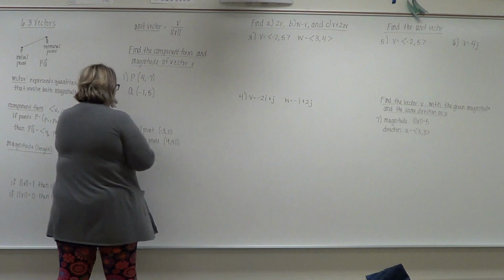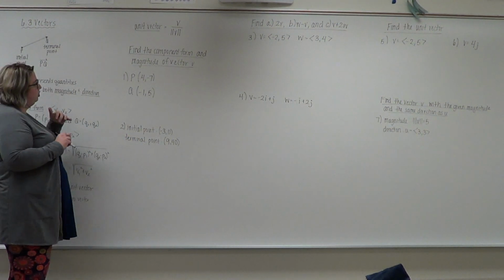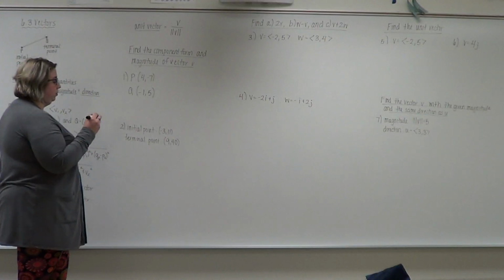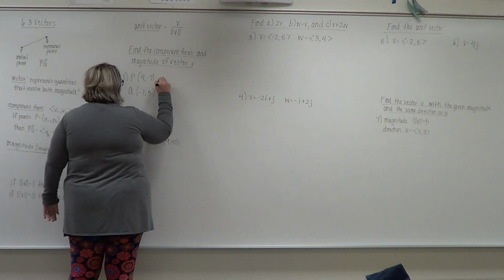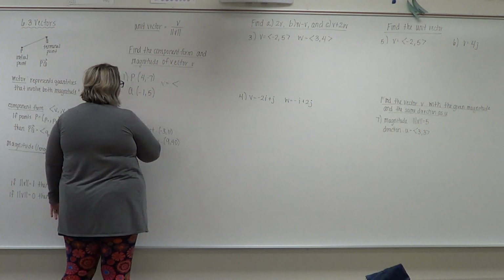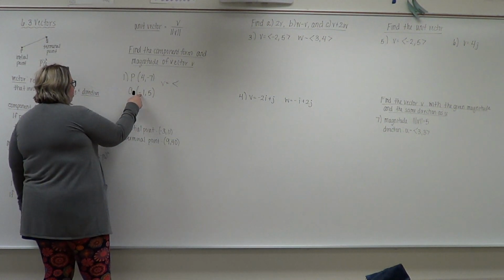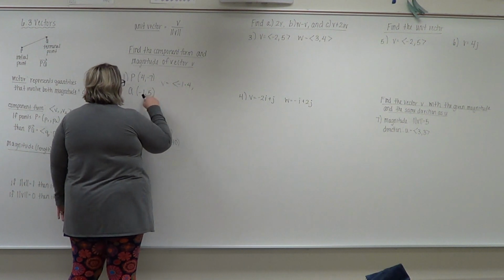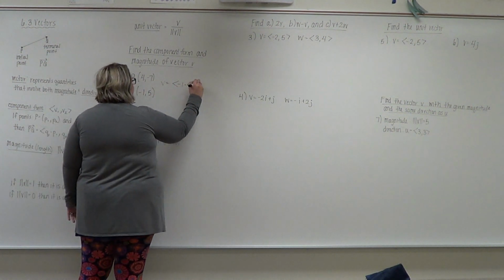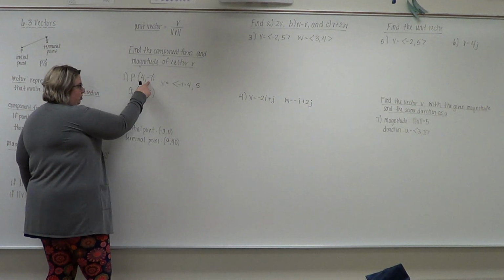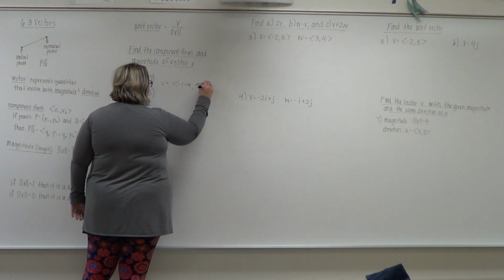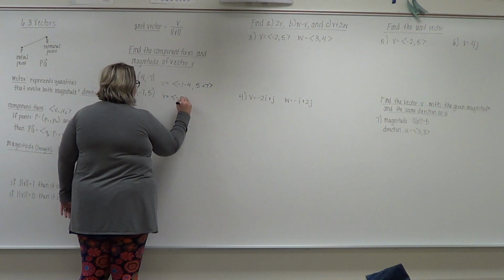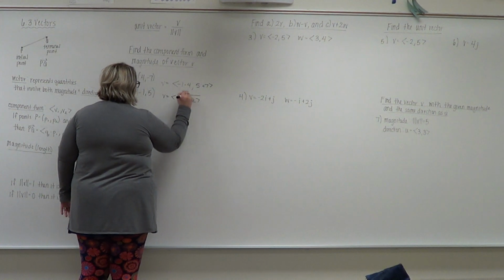Well, this is written as 2 points. It doesn't tell me which one's which, so I know the first one in the alphabet is going to be my initial, and the second one's going to be my terminal. To find your vector, you do terminal minus initial. So I would do -1 minus 4, and then 5 minus -7. Minus a negative turns into a plus. Then I just simplify. So my vector would be <-5, 12>.